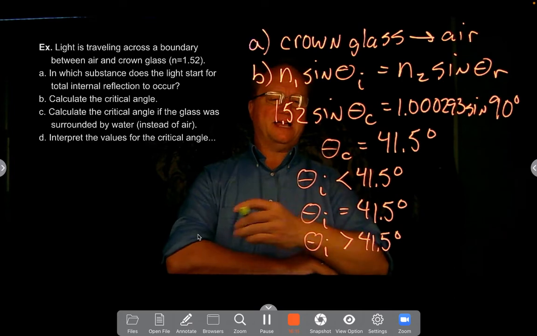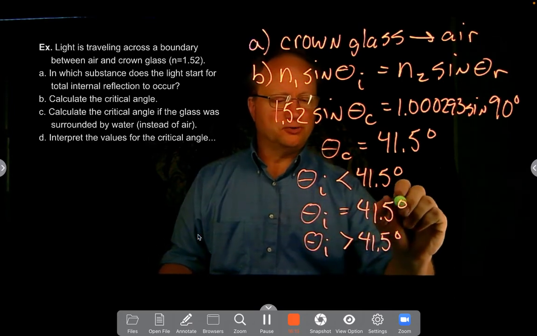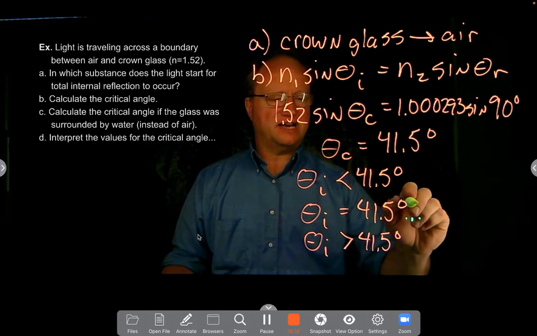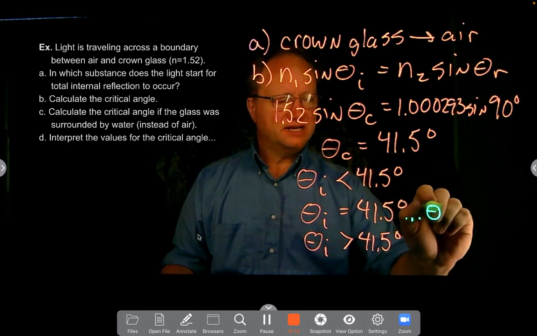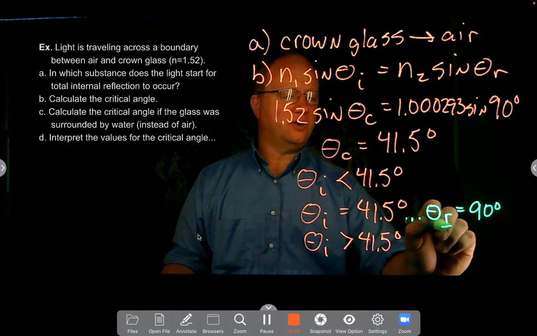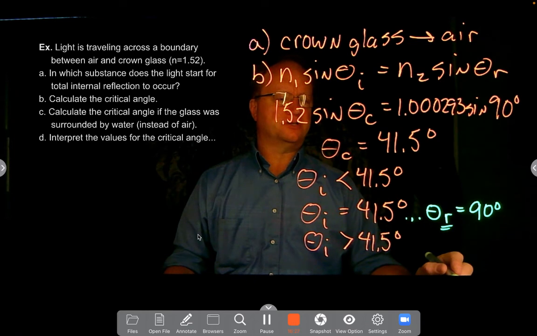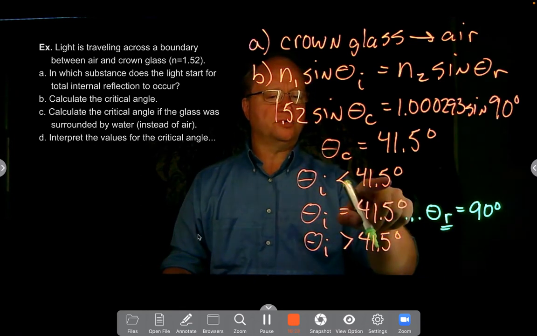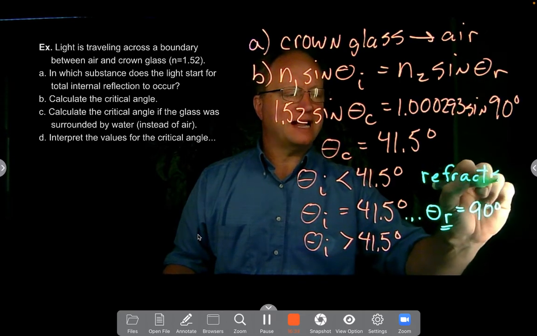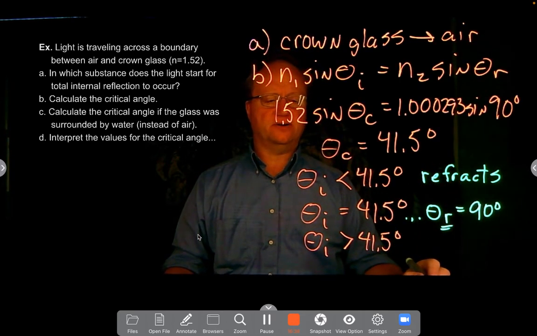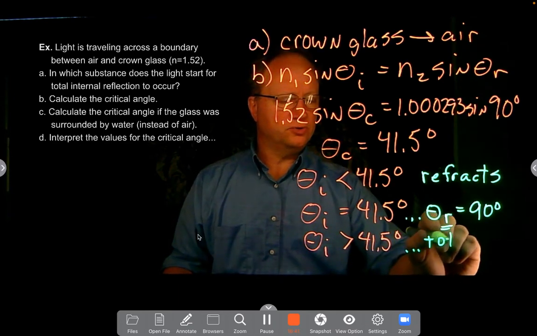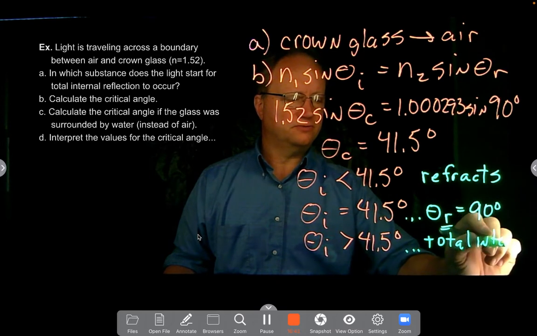Remember, the critical angle is the cutoff. So right here, when theta I is equal to 41.5, this is when theta R is 90 degrees. So theta R, that would be a refraction that's occurring. When we're smaller than that, then the light bends, it refracts into the air. When our light is greater, that's when we get total internal reflection.